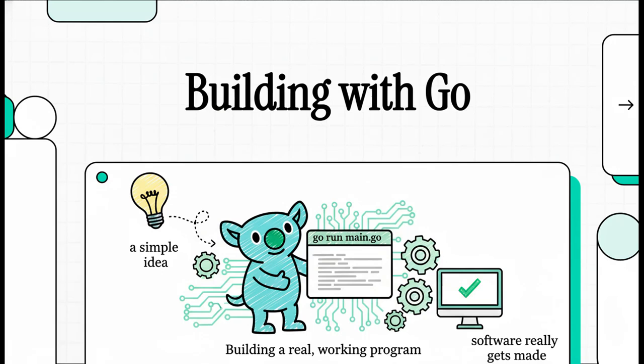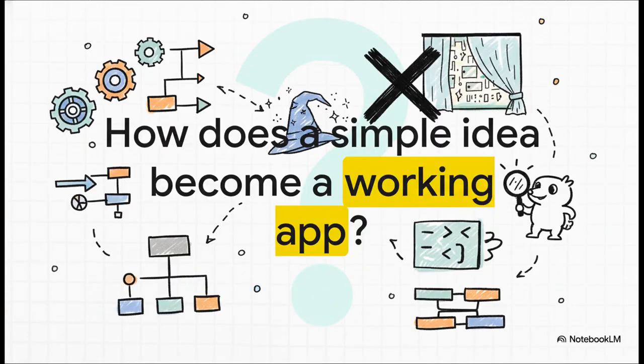Today we're going to do something really cool. We're going to take a simple idea, just a thought, and turn it into a real working program using the Go programming language. It's the perfect way to see how software actually gets built, from concept to code. So, this is the big question, right? How does that happen? It can honestly feel like some kind of magic, but I promise you it's not. It's all about logic and structure. And in this explainer, we're going to pull back that curtain and demystify the entire process step by step.